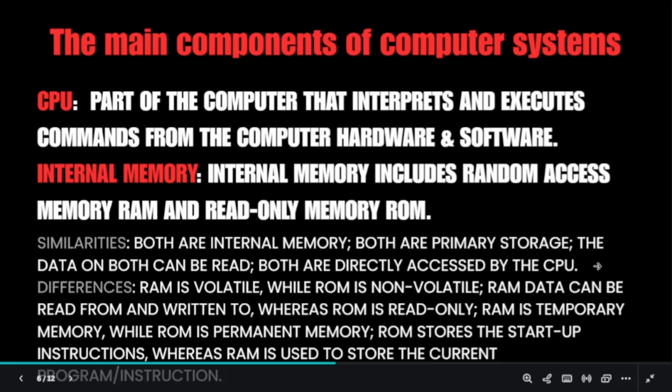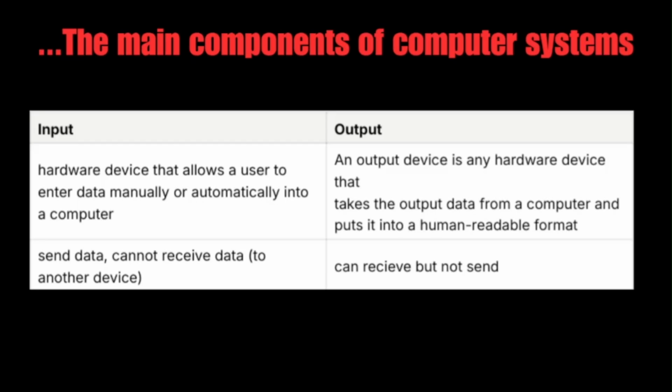Now moving on, we have the input and output devices as well. An input device is basically a hardware device that allows a user to enter data manually into a computer. Now we have the manual and the automatic input devices. We will learn those later on, not now. For now, we're just supposed to know the differences between input and output devices. Input devices send data and cannot receive data from another device, whereas output devices can receive data but not send. Basically, an output device is a hardware device that takes output data from a computer and puts it into a human readable format.